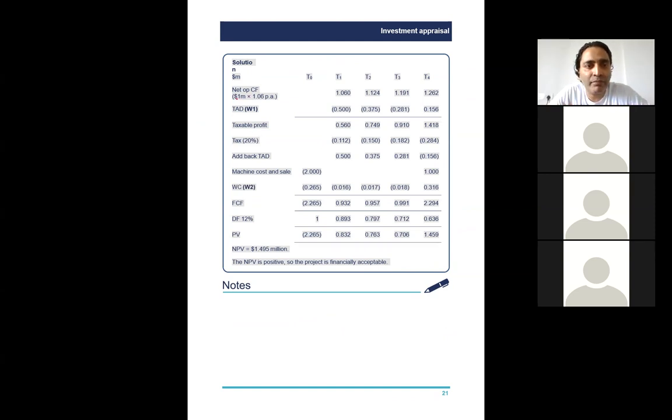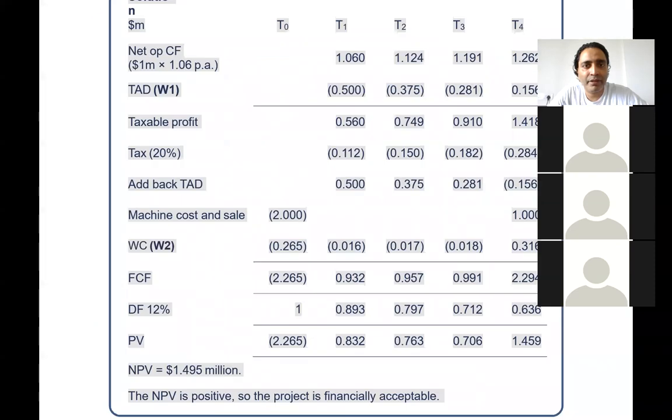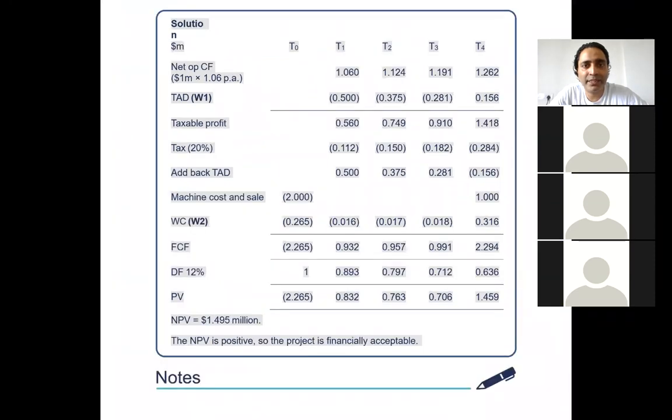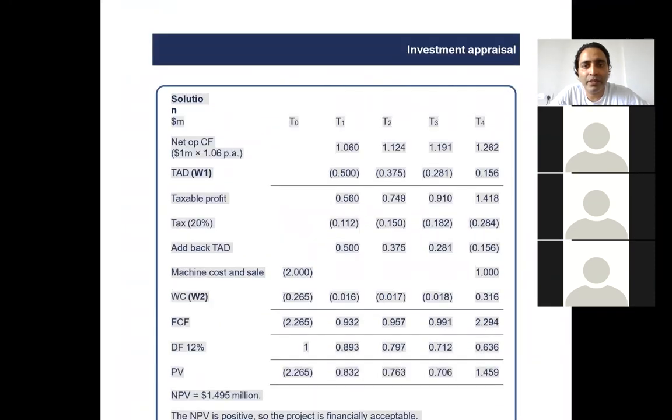So, what have they done? Look, 1 million has been multiplied by 1.06. That means they have converted the real into nominal. So the first year will be 1.06, the second year will be 1.06 into 1.06, that will be 1.124. The third year will be 1.124 into 1.06, it will be 1.191. 1.191 multiplied by 1.06, it will be 1.262.